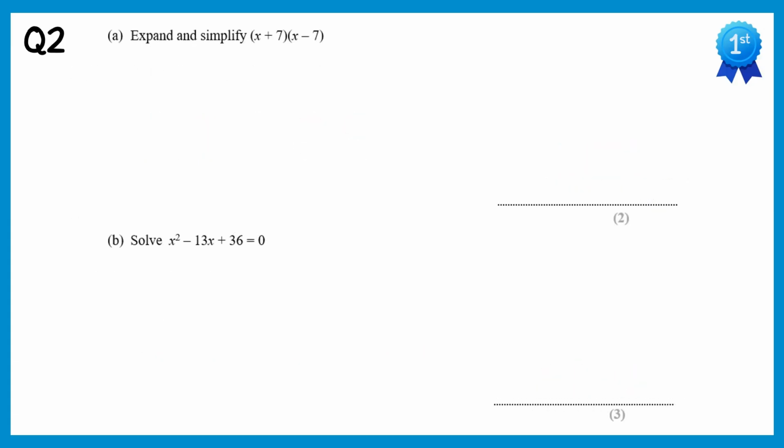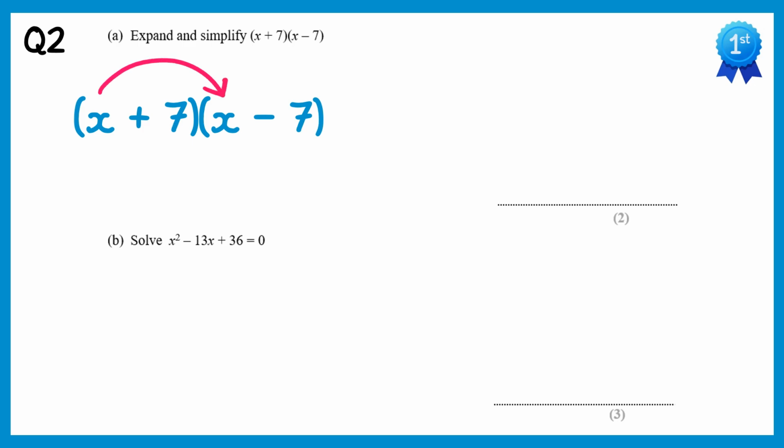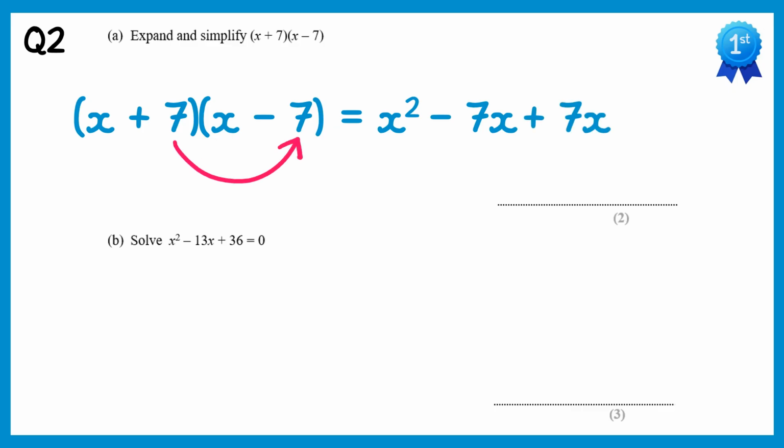For the first part of this question, we need to expand some double brackets. So we need to multiply everything in the first bracket by everything in the second bracket. So we're going to start with x times x, which gives you x squared. Then we've got x times negative 7, negative 7x. And then 7 times x, so that's plus 7x. And finally 7 times negative 7, which is negative 49.